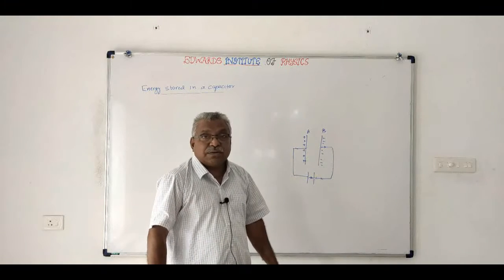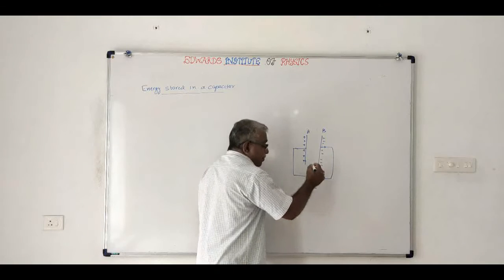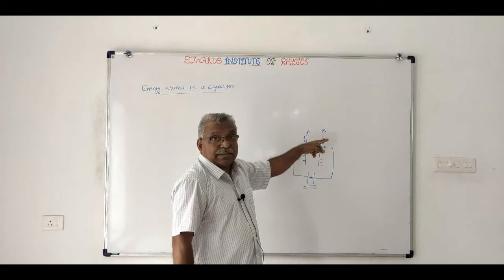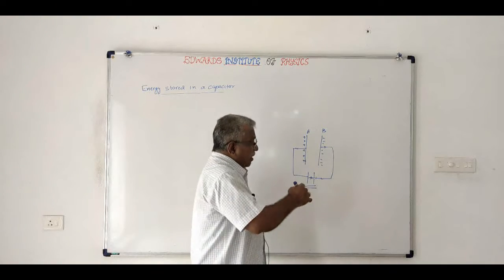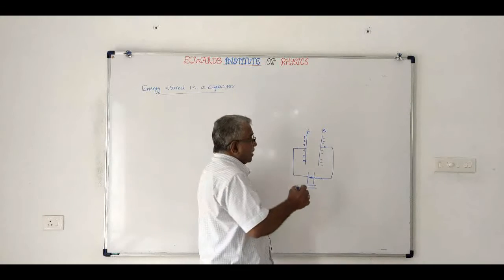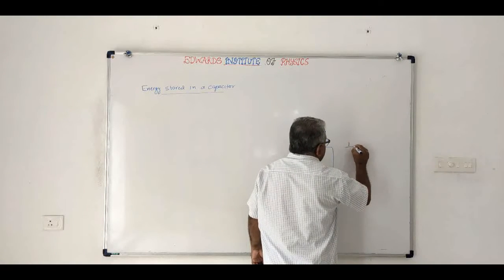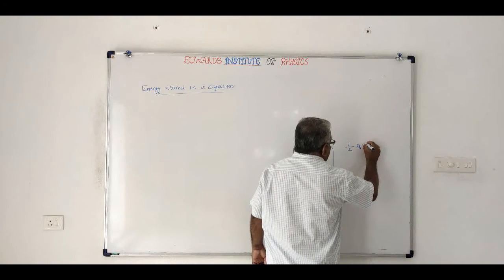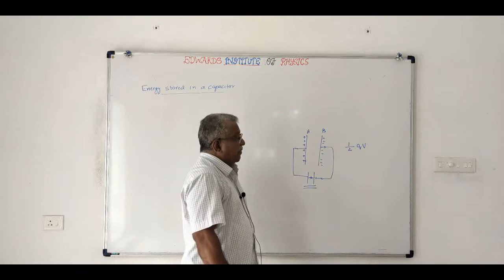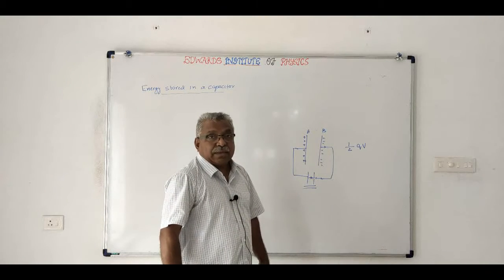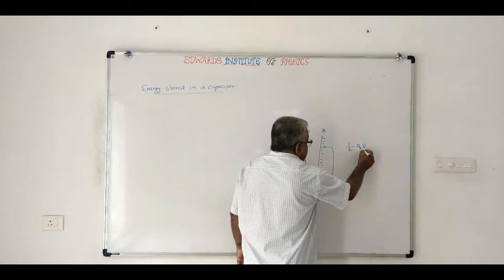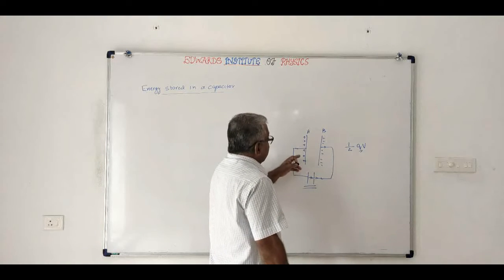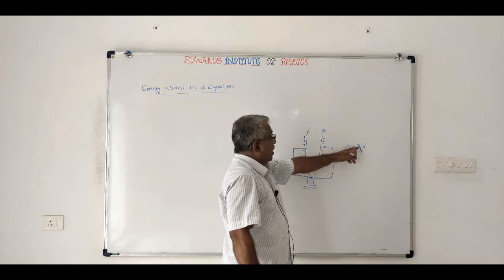Here who is doing the work? The work is done by the battery. So that work done is stored by the capacitor. At the end of the video we will find that the energy stored in a capacitor will be equal to half into Q into V, half QV. That is, if Q charge is passed through the battery, the energy stored will be equal to half Q into V.